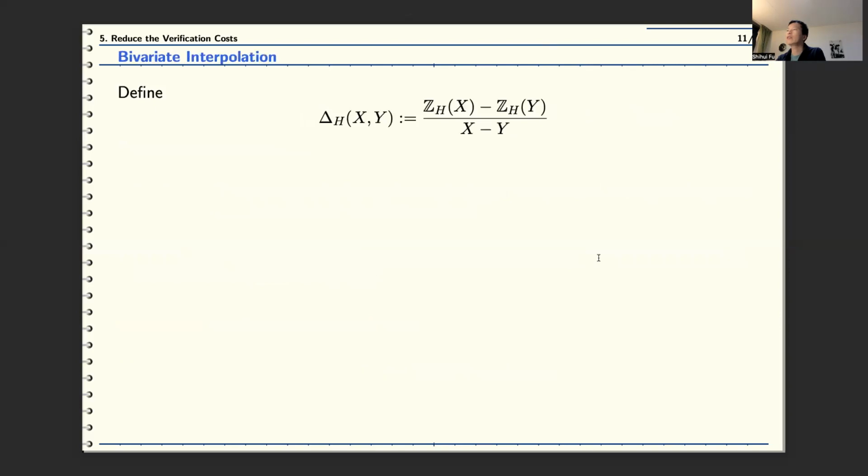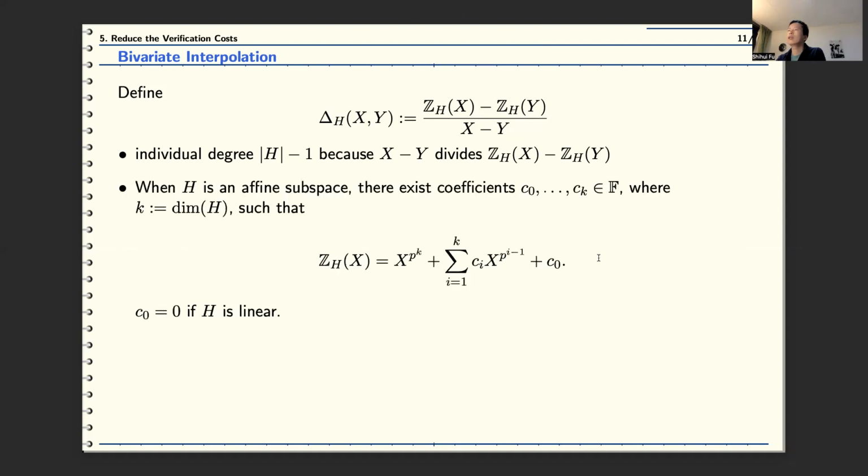We define this bivariate polynomial delta_H(x, y) equal to (Z_H(x) minus Z_H(y)) divided by (x minus y). The individual degree is the size of H minus 1, because if x equals y, certainly Z_H(x) equals Z_H(y), so x minus y is a factor of the numerator. Now we choose H as a multiplicative subgroup, so the polynomial Z_H(x) has a very special form, the so-called linear rest polynomial.